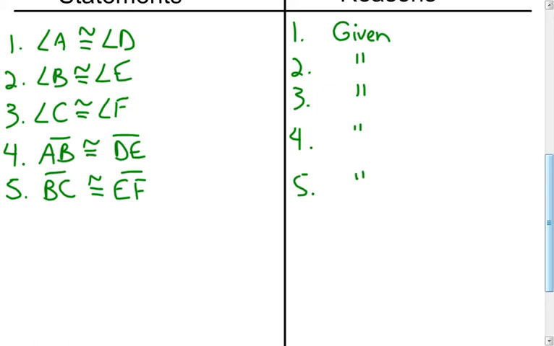Again, my reason is given. And the last thing that it told me was that segment AC was congruent to segment DF. And my reason is given.